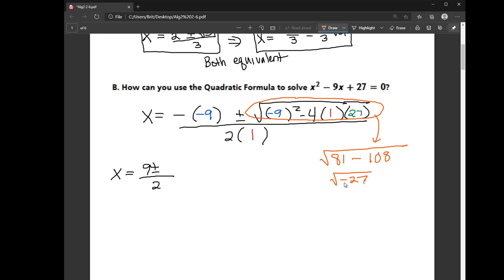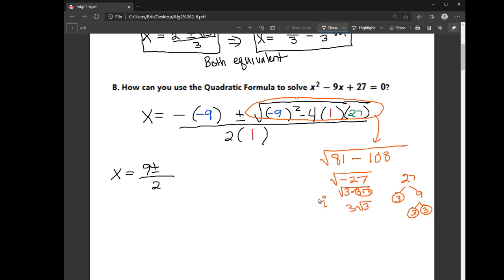Now remember, if you have a negative under the radical, we're going to pull that outside of the radical with the letter i. Alright, so then we need to break apart the 27. Well, I know that that's 3 times 9, and 9 is 3 times 3. So the square root of 27 is 3 times 3 times 3. You take out a pair, move it to the front.